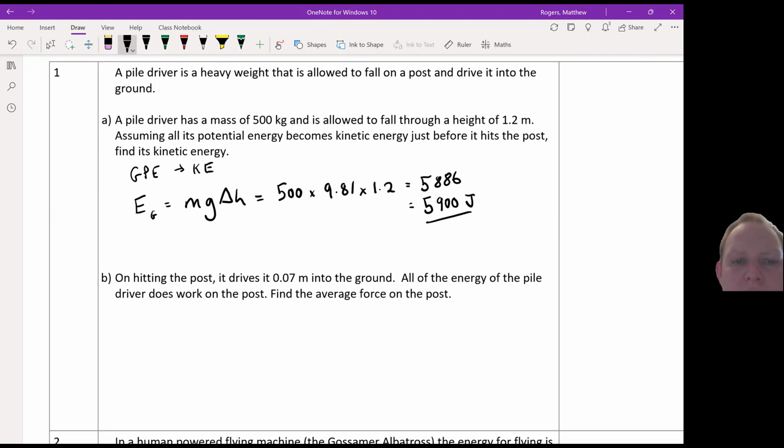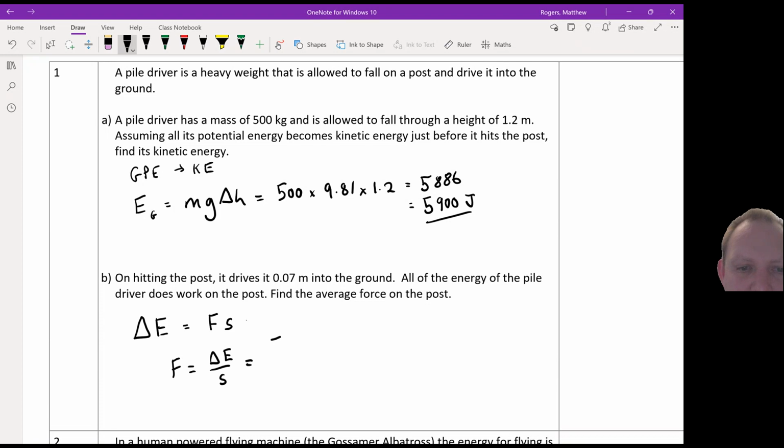Part B, on hitting the post, it drives it 0.7 meters into the ground. All of the energy of the pile driver does the work on the post. Find the average force acting on the post. So we know that the work done, or the change in energy, is equal to the force multiplied by the distance in the direction of the force. Just write Fs, so force times displacement. Here we're trying to find the force, so that's the energy transferred divided by the displacement.